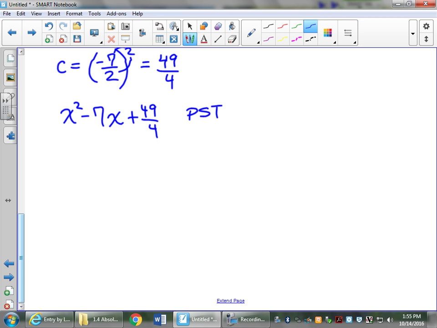Once you got your PST, you factor it and write it as a square of a binomial. So if I square root the first and the last terms, square root of x squared is x. And when I square root this fraction, you are allowed to square root the numerator and the denominator separately. So the square root of 49 is 7, and the square root of 4 is 2. And you take the sign of the middle. You might notice a connection between this and that right there. Okay, that's not a coincidence. That will always happen, especially easier to notice during these fraction ones.